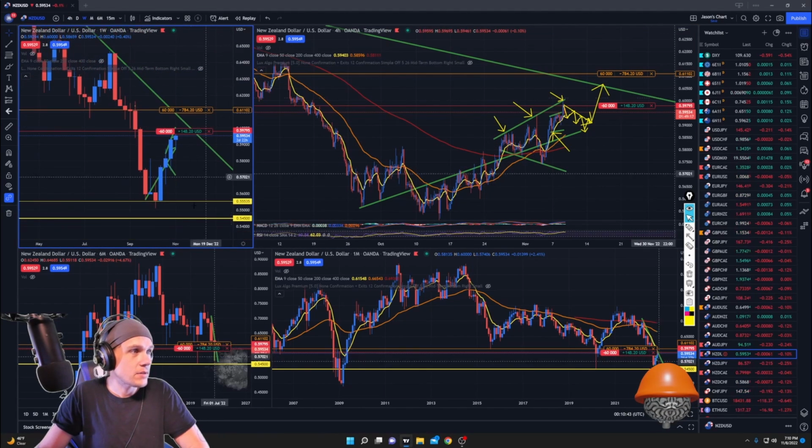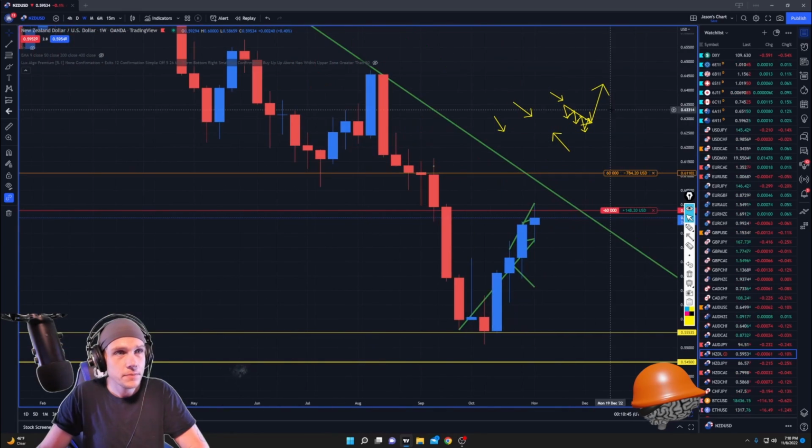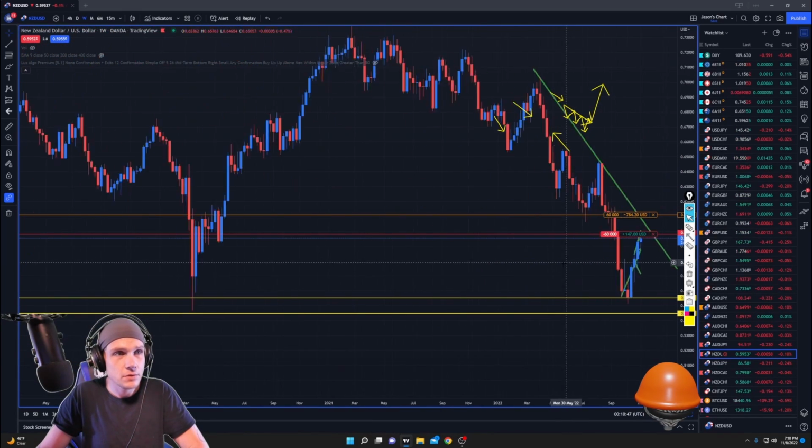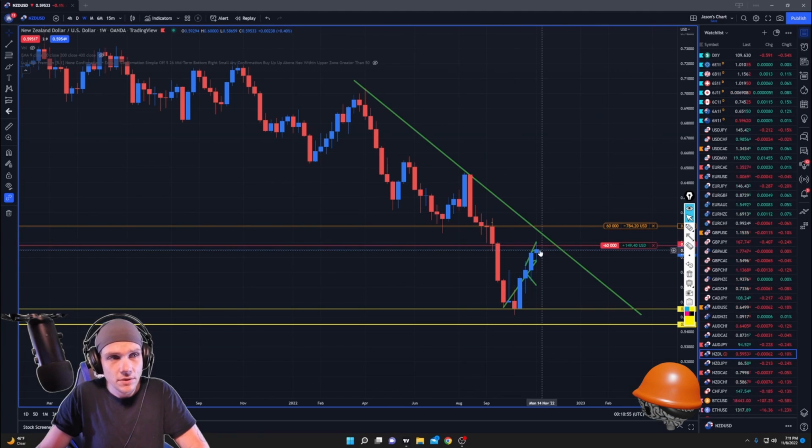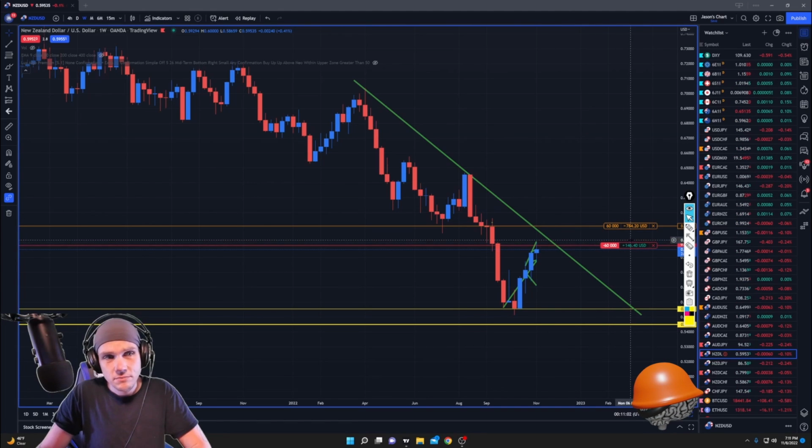Look at this. If we go to the weekly chart and zoom out a bit, look at this. Weekly resistance trend line, we're not there yet. So I think there's a little bit more up before down, but just in case, I'm up.